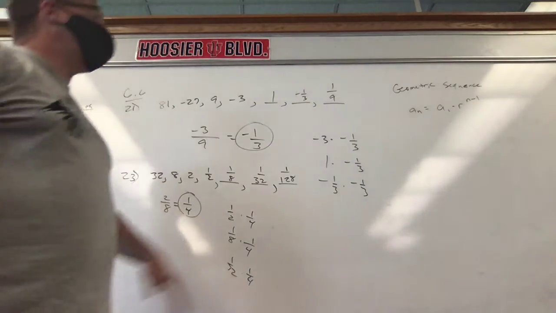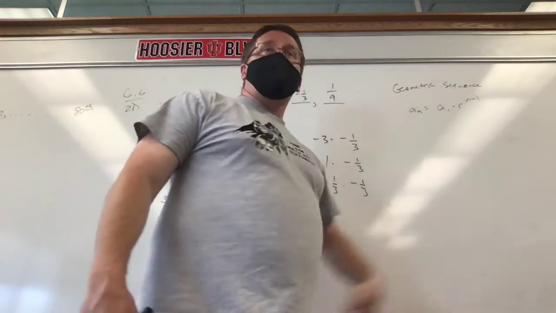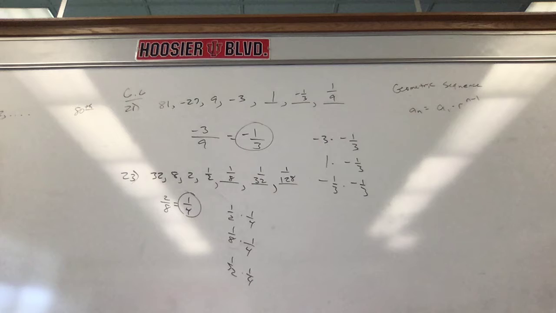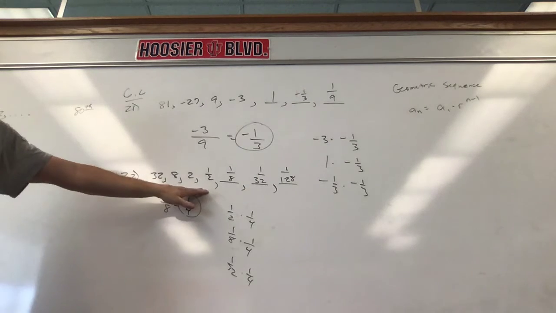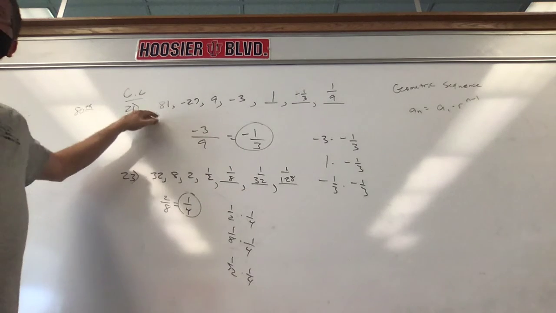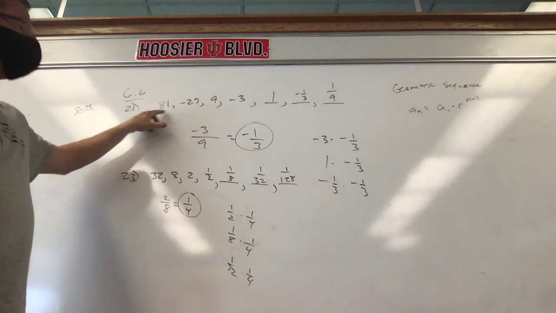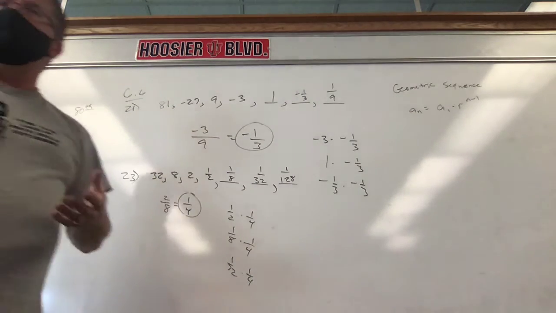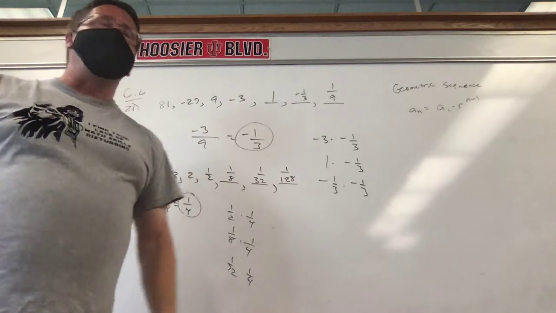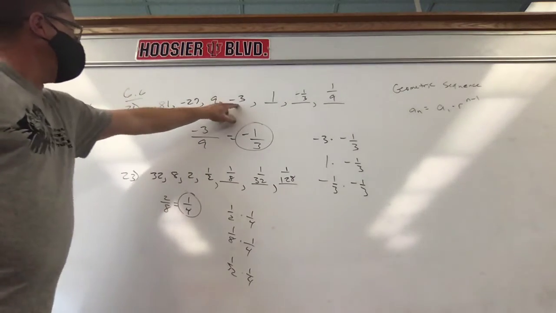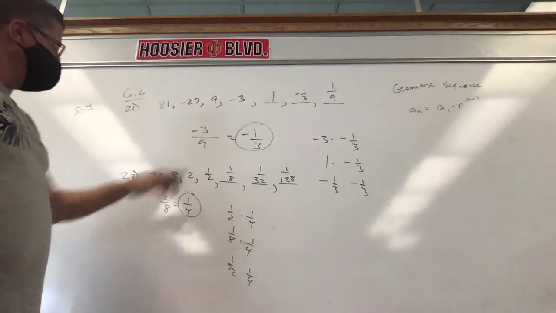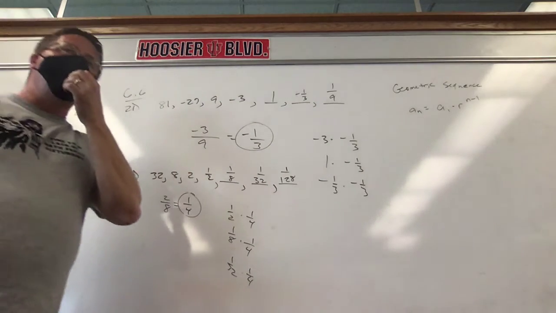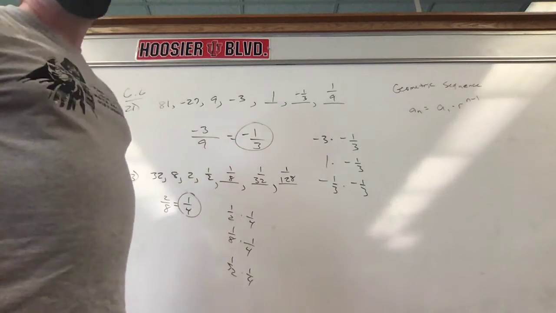Well, A sub 1 means the first term. What's the first term on this one? 1. What's the first term on this one? 32. First term here was 81. This is A sub 1. You know what this one is? A sub 2. A sub 3. What does A sub 4 mean? The fourth number. Is A sub 4 always negative 3? No. A sub 4 here is a half, okay? So A sub 1 is the first term, A sub 2 is the second term, A sub 3 is the third term, okay?